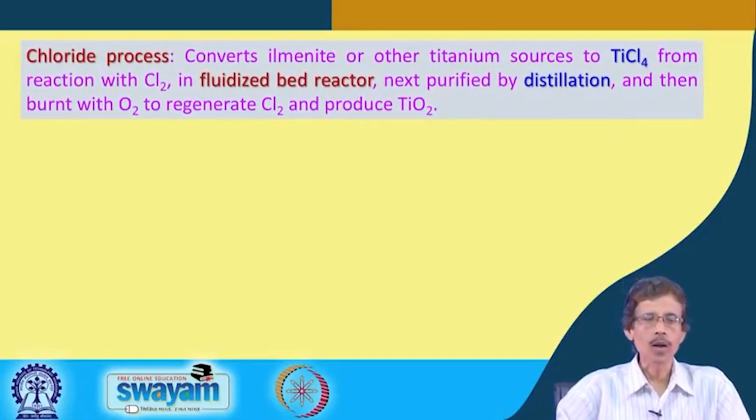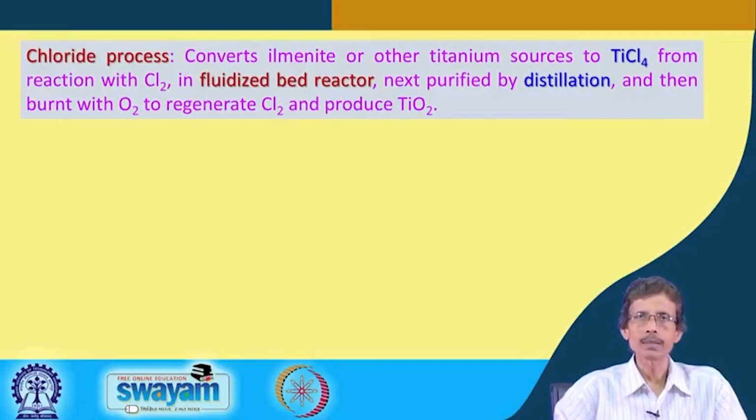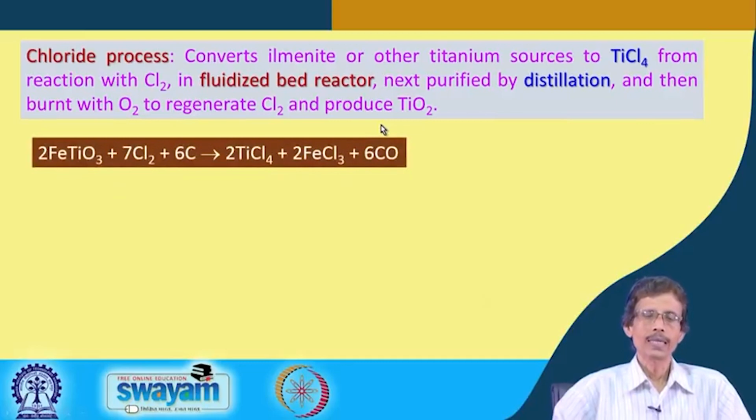So, what about your chloride process? The chloride process is nothing but it will try to convert your ilmenite, the iron titanate basically, and other titanium sources. You can have a large number of titanium sources. We can have rutile, we can have ilmenite, and all other different types of ore materials. But the basic idea for this chloride process is that you have to convert it to titanium tetrachloride with the use of direct chlorine gas in a fluidized bed reactor, and it is then further purified by distillation for pure quality titanium tetrachloride, and then it is burnt in oxygen to regenerate the free chlorine and produce TiO2, because it is giving back the TiO2 to you.